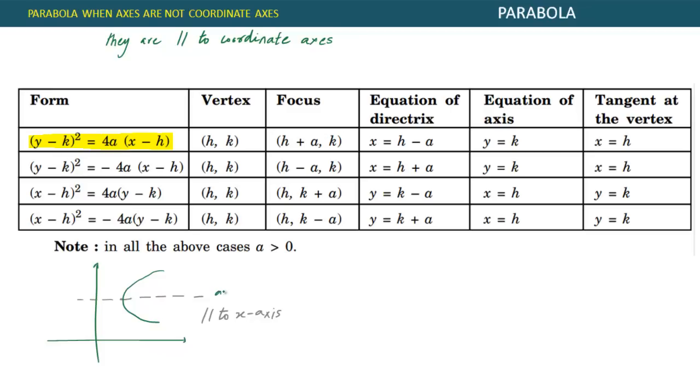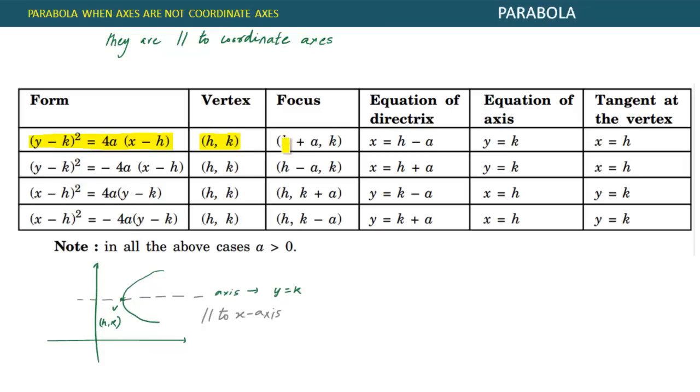What will be the equation of the axis then? The axis is nothing but the root of this. What is the root of y minus k? So y is equal to k is the axis over here. If we talk about the vertex, the vertex is this point, which is the root of this and the root of this. The root of this is h, the root of this is k. So the vertex is h comma k. This is V. Let us check the property. So the vertex is h comma k.